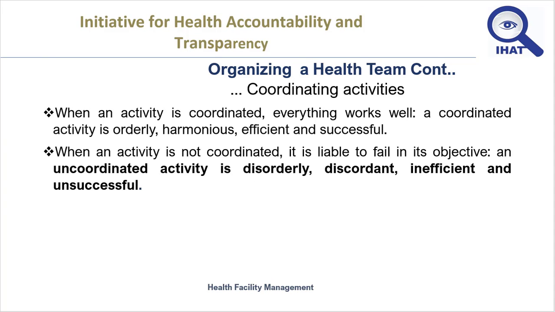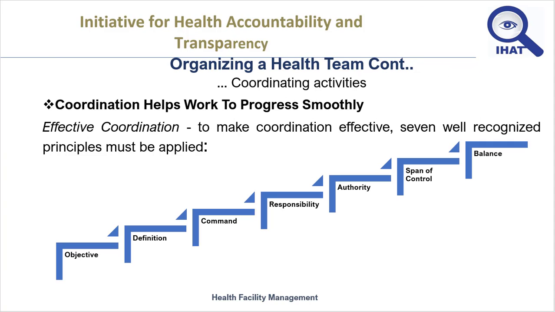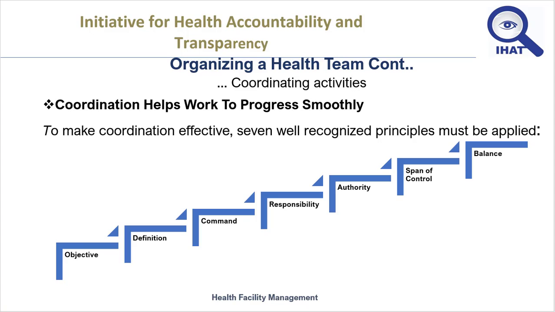When an activity is coordinated, everything works well. A coordinated activity is orderly, harmonious, efficient, and also successful. When an activity is not coordinated, it is liable to fail in its objective. An uncoordinated activity is disorderly, discordant, inefficient, and often unsuccessful. Let's not forget that coordination helps work to progress smoothly.